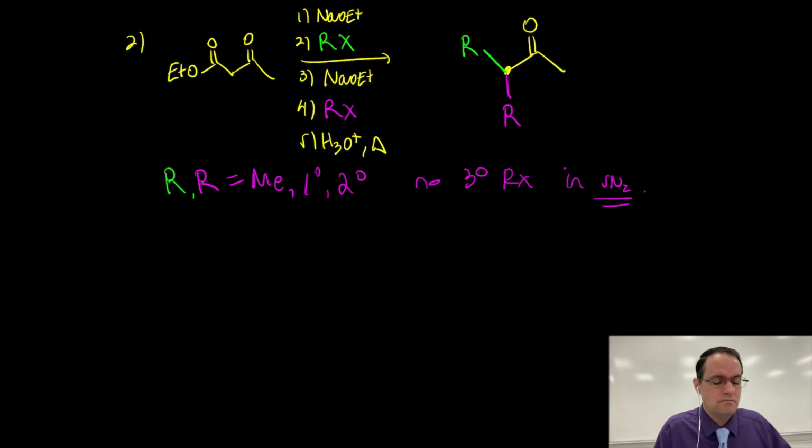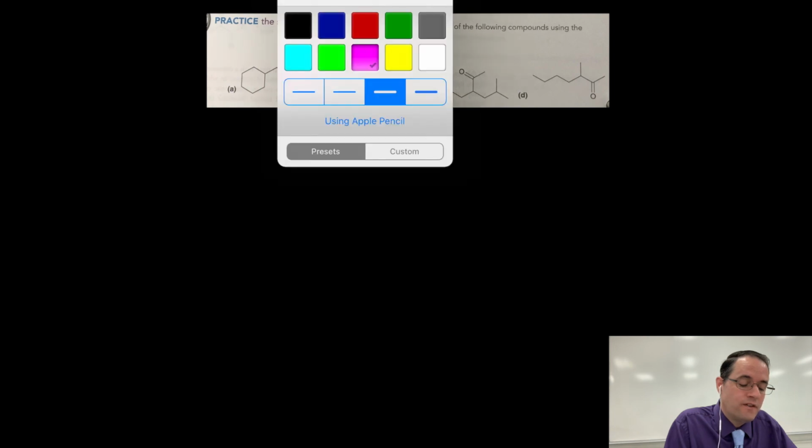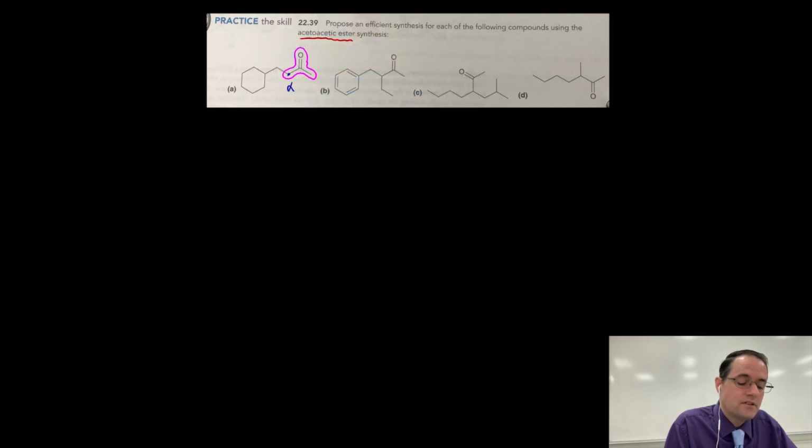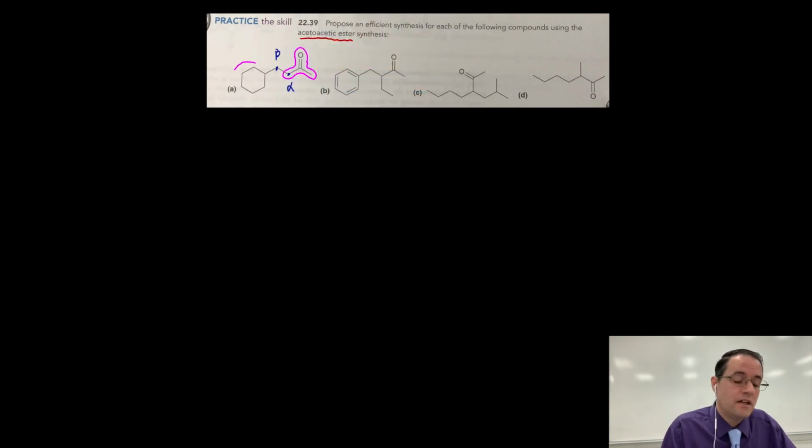Problem 39 looks good. Problem 39, we want to use the acetoacetic ester synthesis. Do you see how these word problems are worded here? They don't tell you what ethyl acetoacetate is. Now, when you highlight things, we're going to do the same kind of feature here. We want to highlight the alpha carbon on the left of this ketone, okay? And that alpha carbon comes from the ethyl acetoacetate. The beta carbon with respect to the ketone is part of my alkyl group, okay? So this right here comes from my alkyl group, okay?